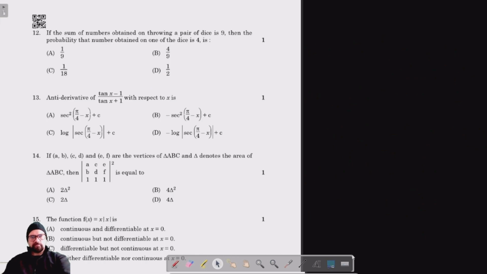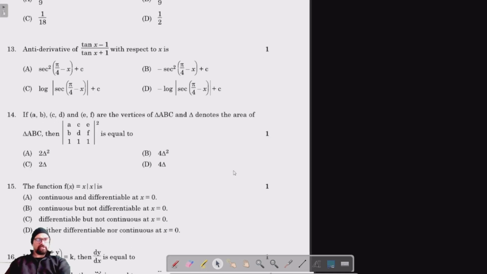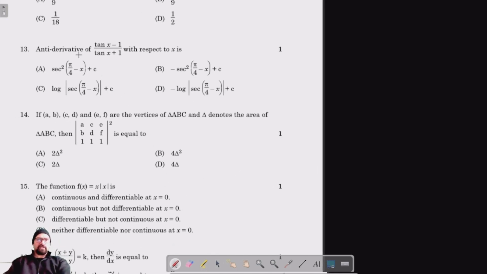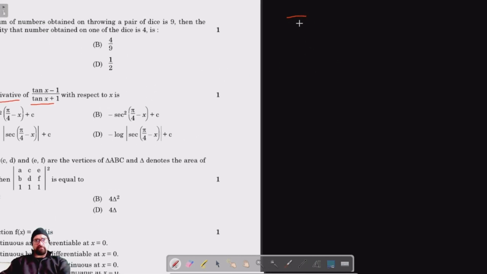For question number 13, we have to find the antiderivative of tan x minus 1 upon tan x plus 1. And antiderivative means we have to find the function whose differentiation is tan x minus 1 upon tan x plus 1. So antiderivative is the reverse of the differentiation, which is integration. So we have to find the integration of tan x minus 1 upon tan x plus 1 in dx.